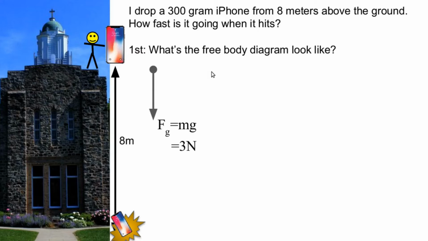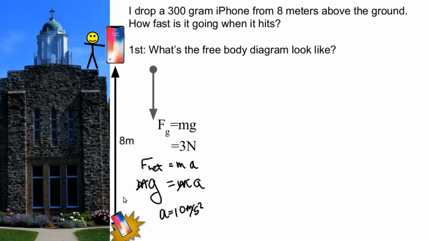Well, I can apply Newton's second law. It tells me that F net is equal to the mass times the acceleration. And here I see that the F net is mg, and that's equal to ma, which is pretty nice. It just tells me a is equal to g. So the acceleration will be 10 meters per second squared. That means that every second that this iPhone is falling, it'll gain 10 meters per second of speed.